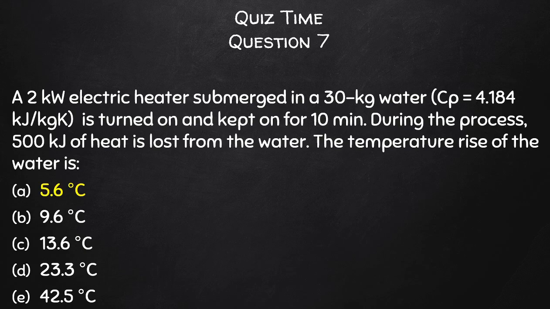The answer is A, 5.6 degrees Celsius. If you did not get this, just consider the energy balance again. You have 2 kilowatts. It's been turned on for 10 minutes. And you also have a 500 kilojoule loss of energy over this time. See if you can get the answer.